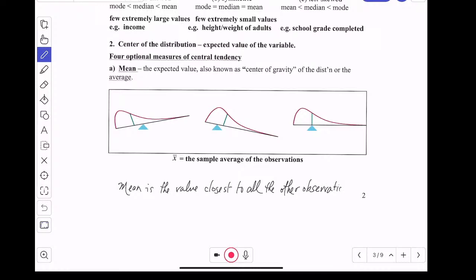Now, it might not be one of the values or one of the observations, but it's in the middle and it's closest to all of them. So it sits so that it balances the density on one side from the density on the other. You see? So it's closest in that sense. It balances the distribution.